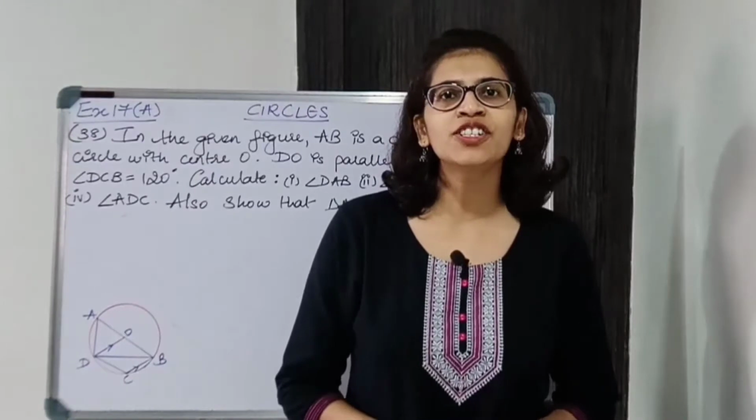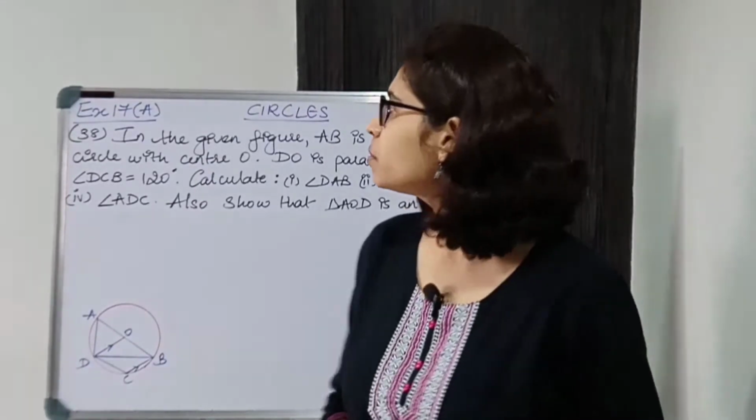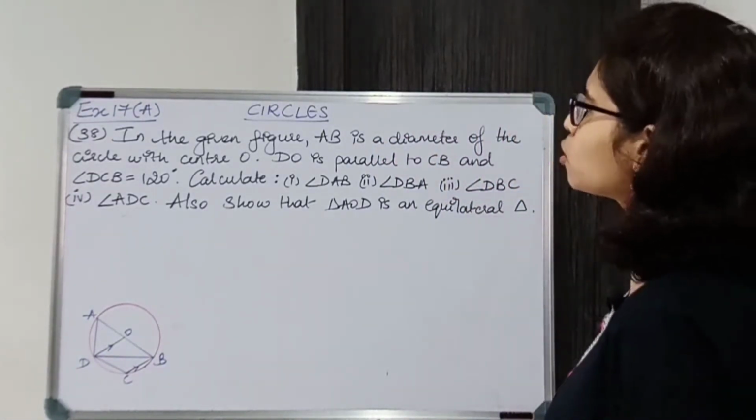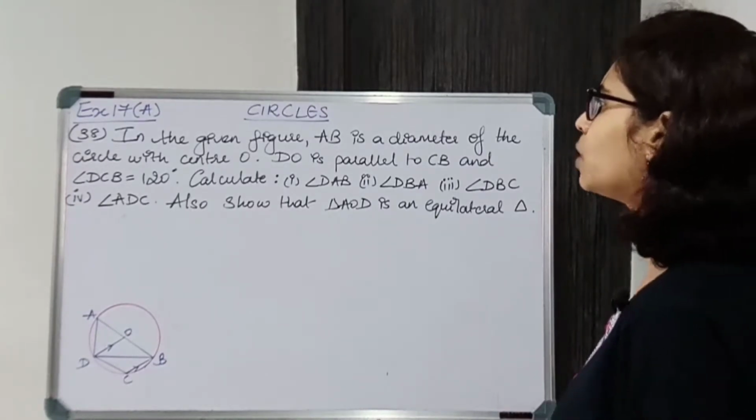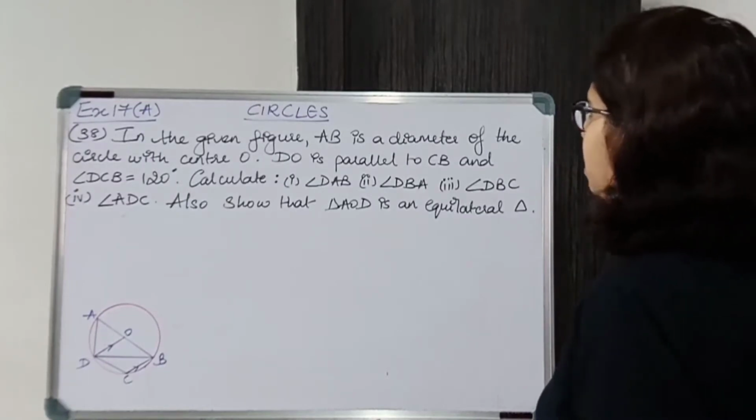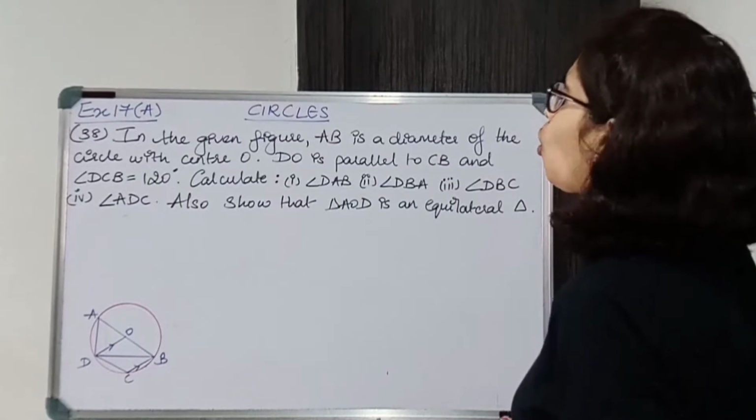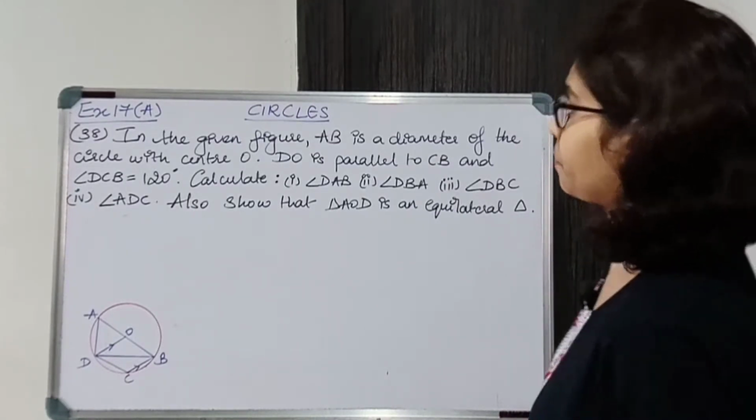In this video, we'll continue with exercise 17a from chapter circles. So starting with question number 38. In the given figure, AB is the diameter of the circle with center O, DO is parallel to CB and angle DCB is equal to 120 degrees. Calculate first part angle DAB, second part angle DBA, third part angle DBC, fourth part angle ADC. Also show that triangle AOD is an equilateral triangle.